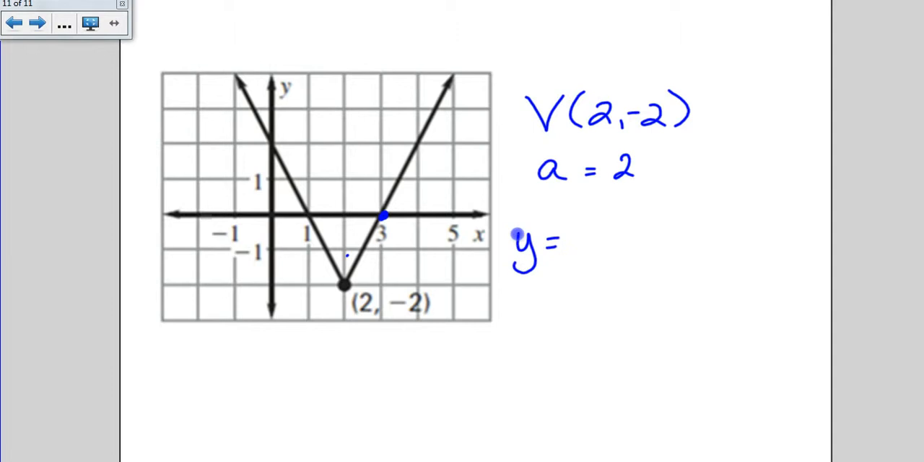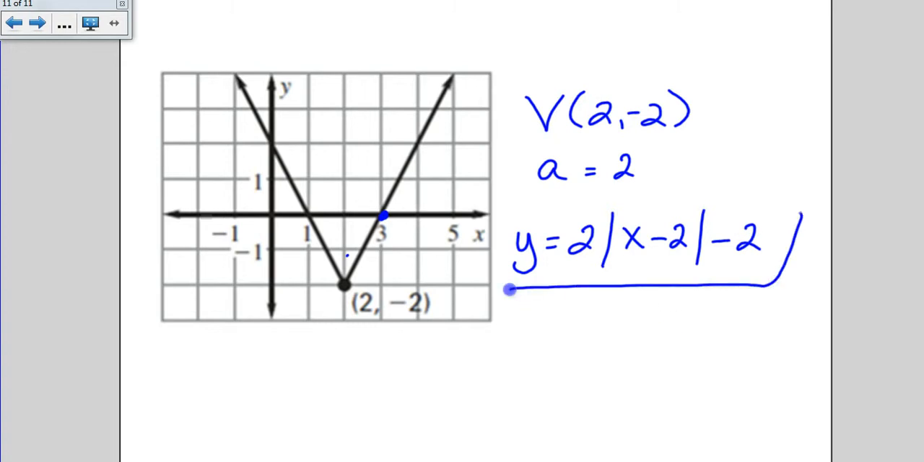So putting that all together, 2 goes in front. Absolute value of x minus the x-coordinate. And then normally I'd say plus the y value, but plus a negative 2 would be kind of weird, so I'm just going to say minus 2. And you could always verify these by graphing what you think the equation is on your calculator and making sure it matches. But I'm pretty darn sure we did that right. That concludes the lesson on 2.8.